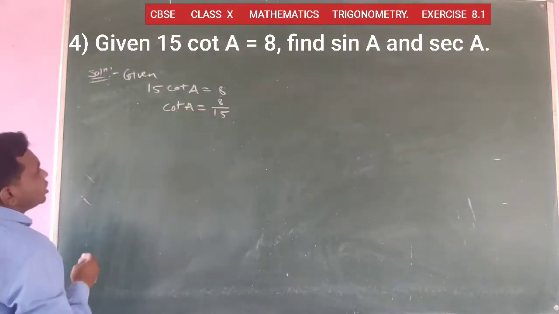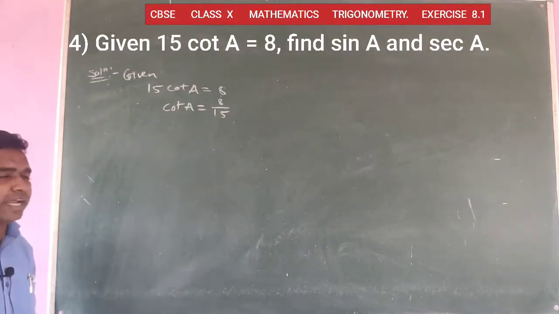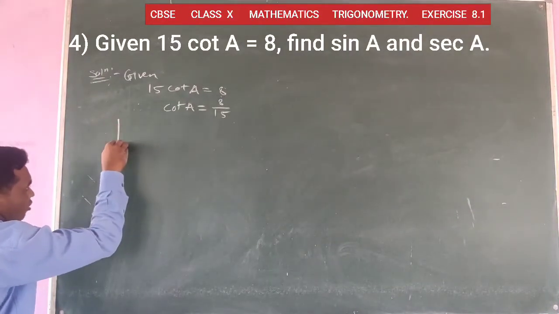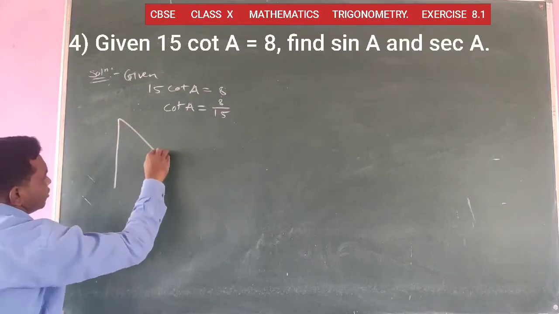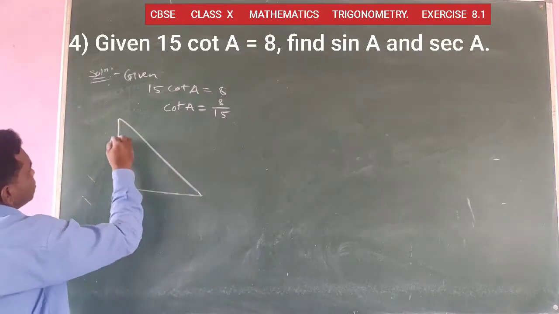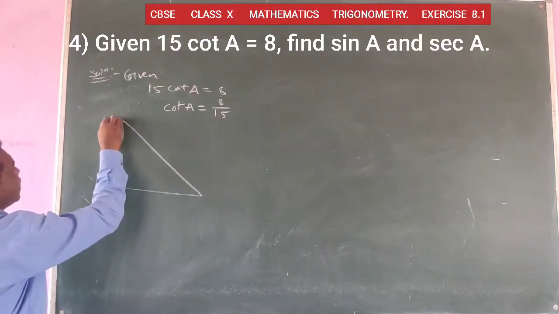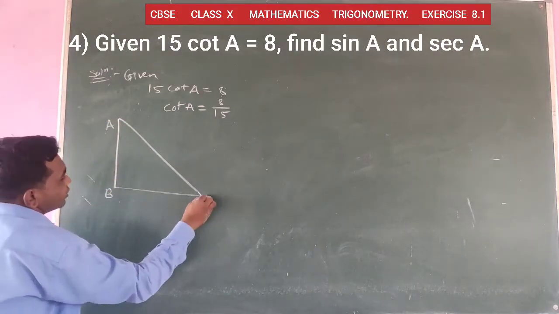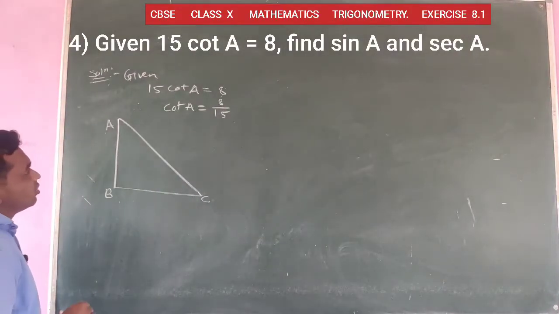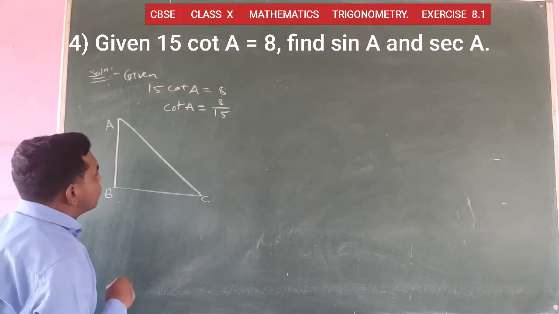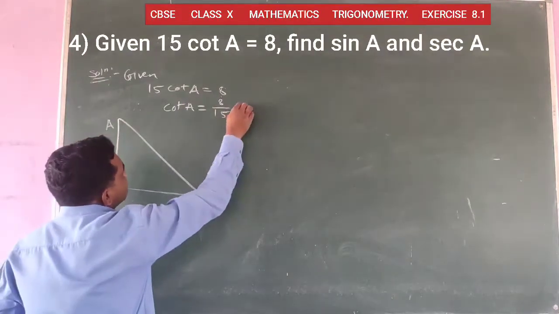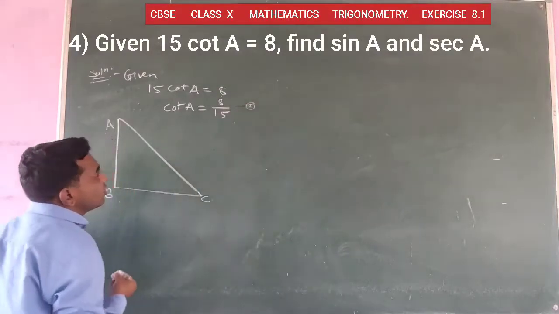So for this, we have to find out all three sides. So we just draw a right angle triangle. And here, we consider the angles A, B and C. Here cot A is equal to 8 upon 15. So the given value is cot A equal to 8 upon 15. We write it down as equation number 1.